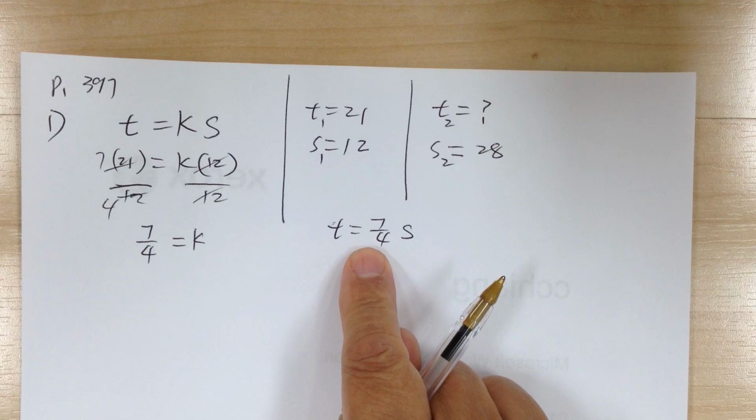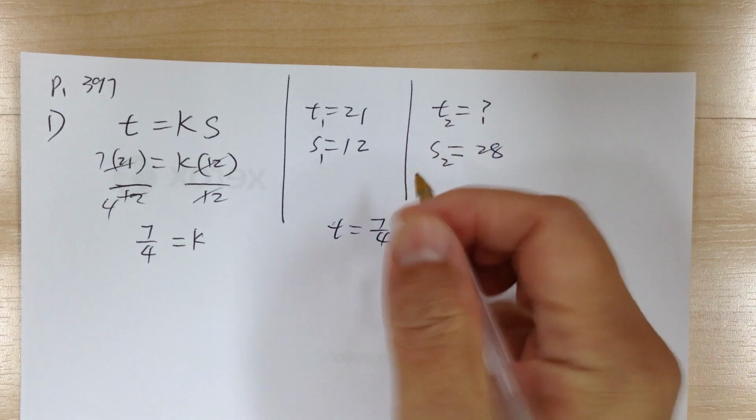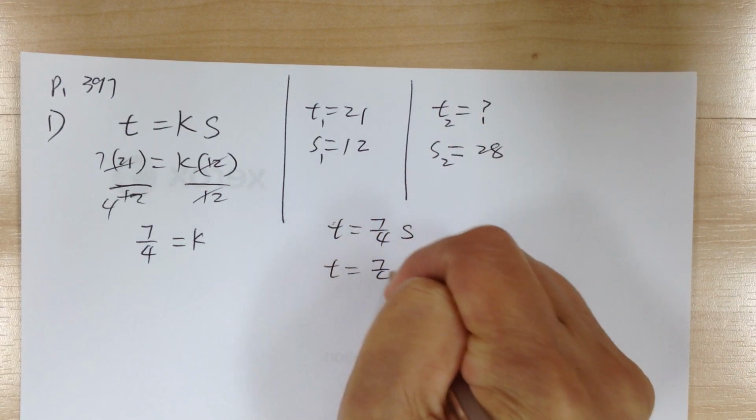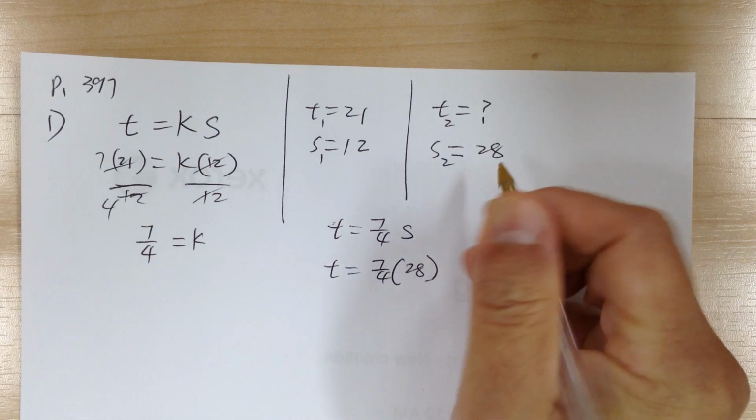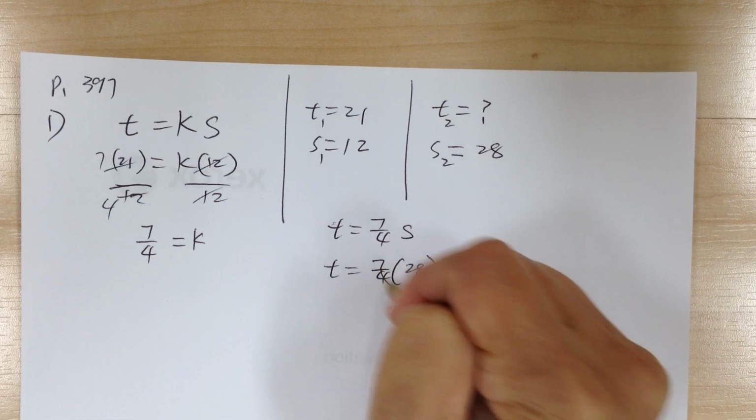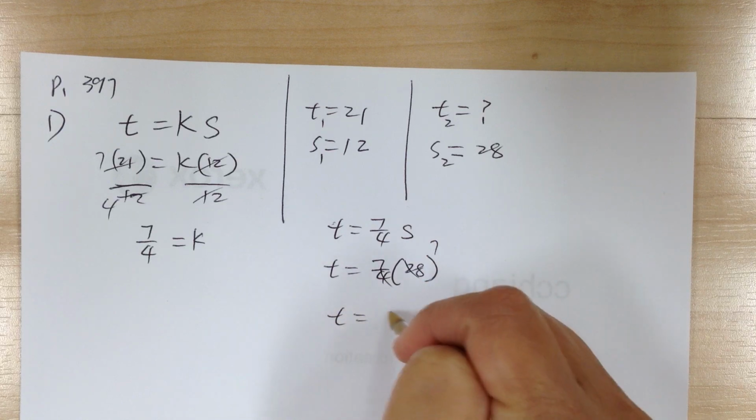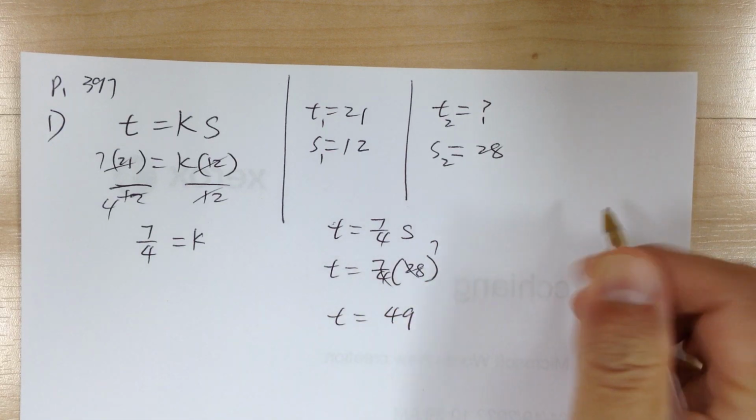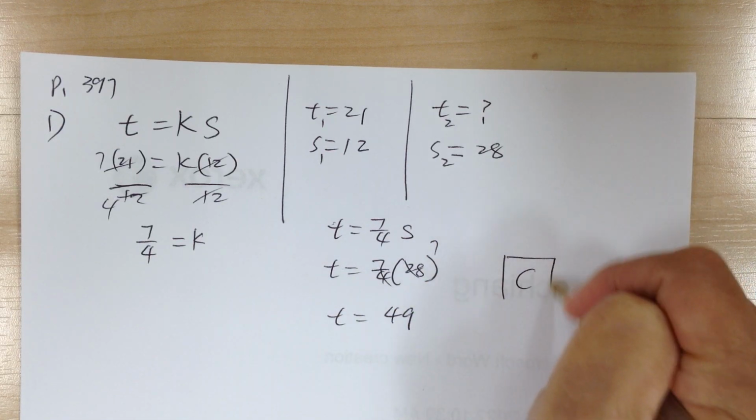So once you update your equation, you can use that to solve. So t equal to 7 over 4 times 28. And the 4 and 28 can cancel into 1 and 7. So t equal to 49. And so this would be answer C.